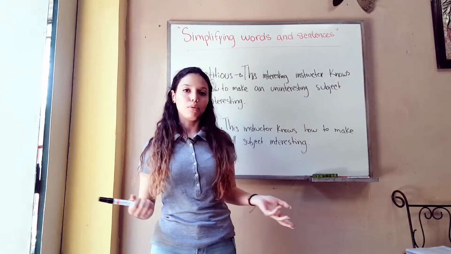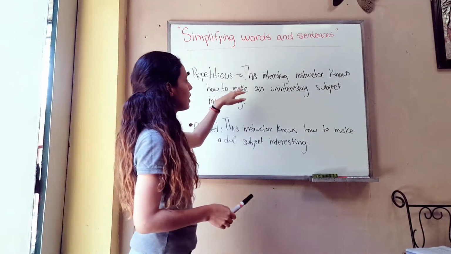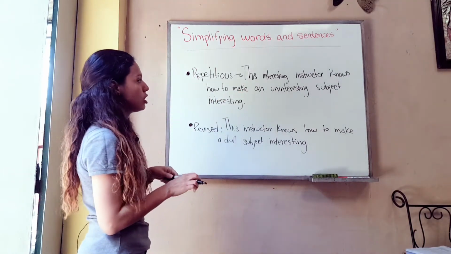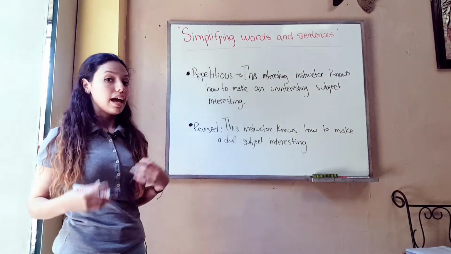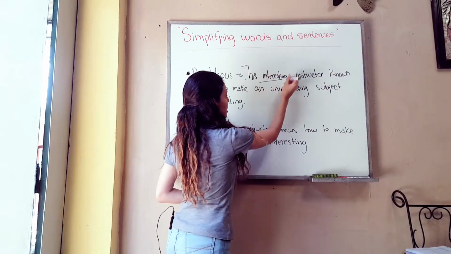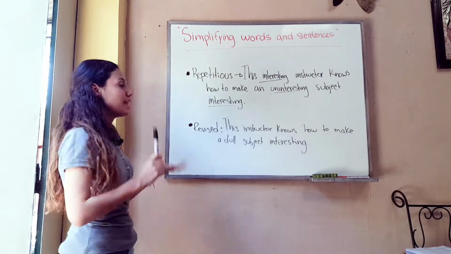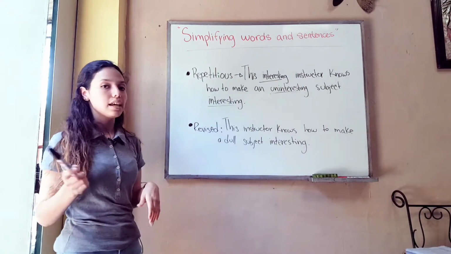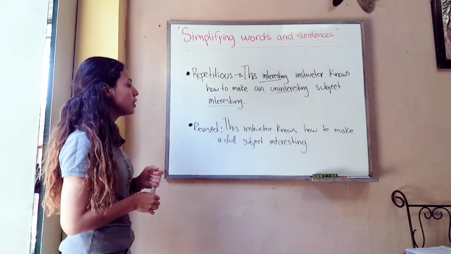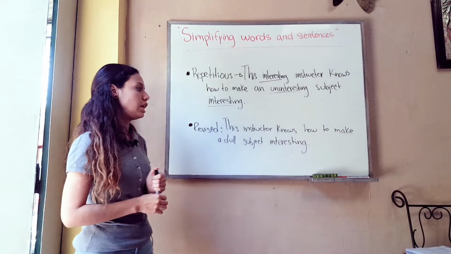In the second example, we find repetition. Let's read. This interesting instructor knows how to make an uninteresting subject interesting. As you can see here, we have too many times the word interesting, and in this case, uninteresting. This makes a confusion in our sentence. Let's see the revised version. This instructor knows how to make a dull subject interesting.